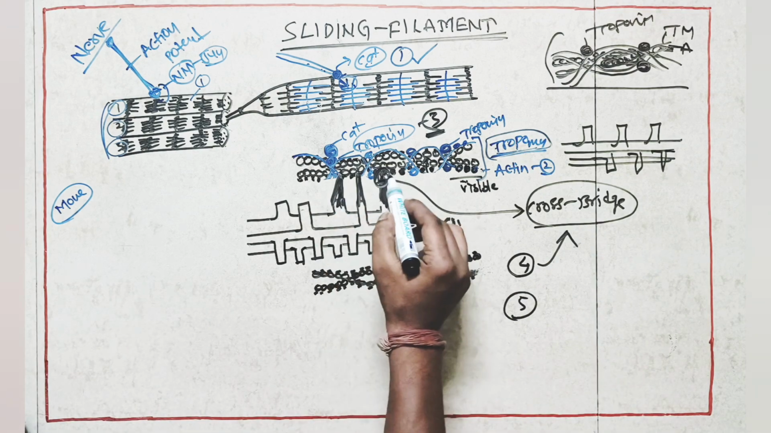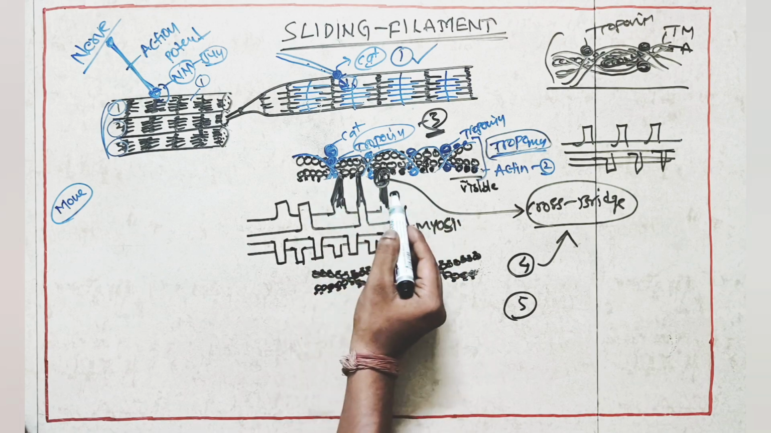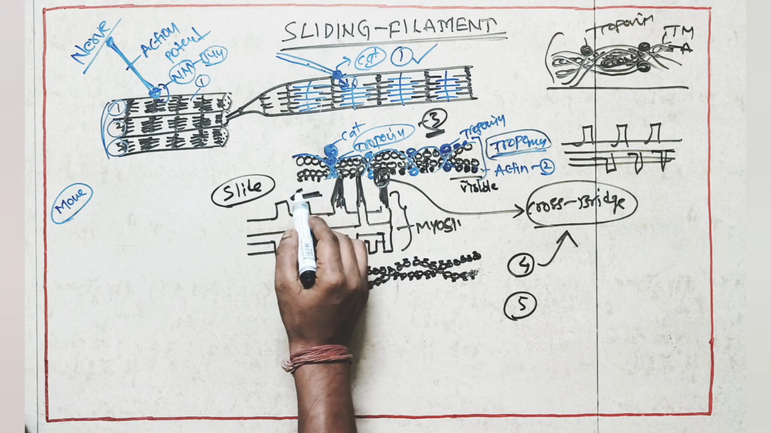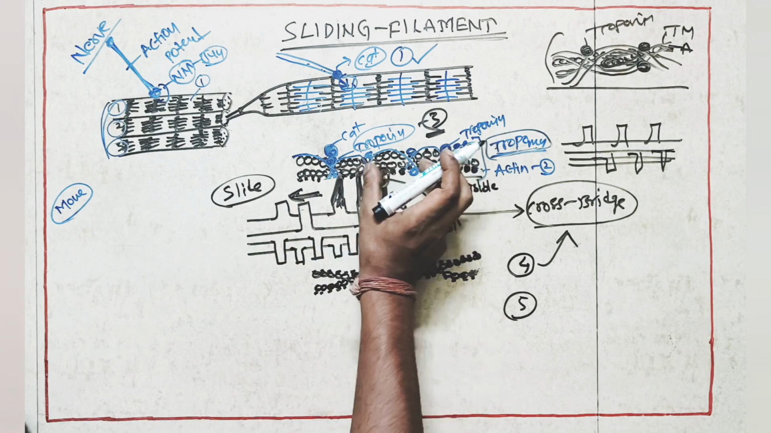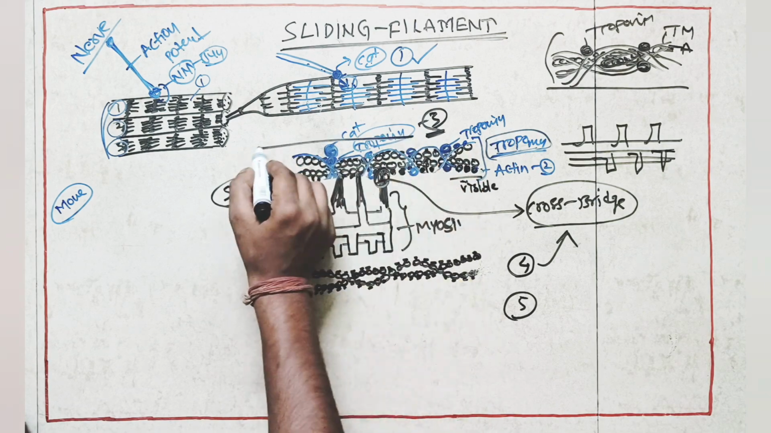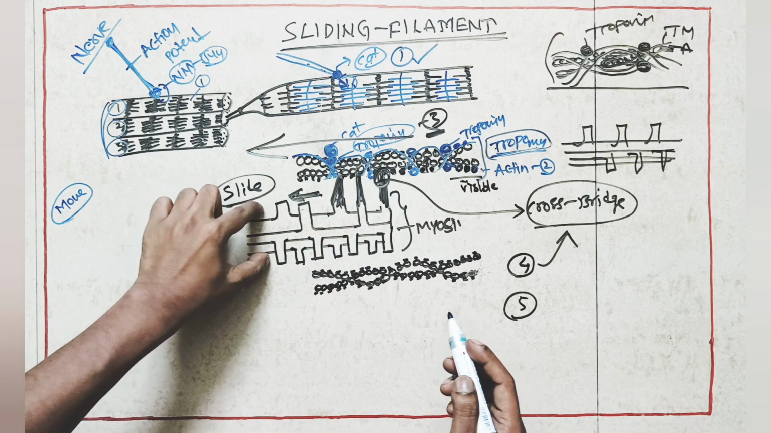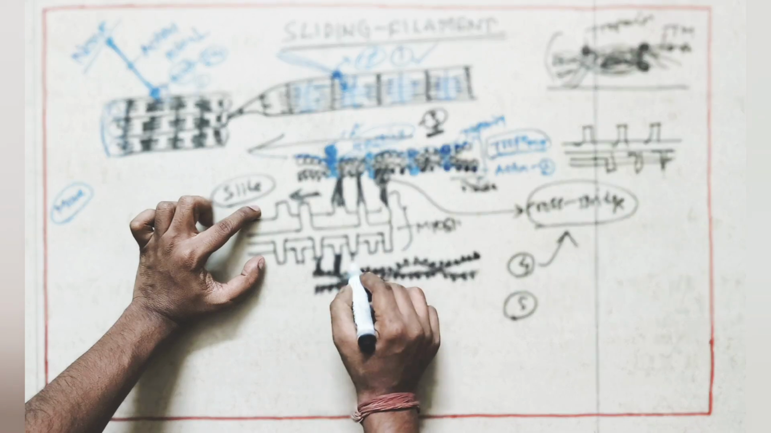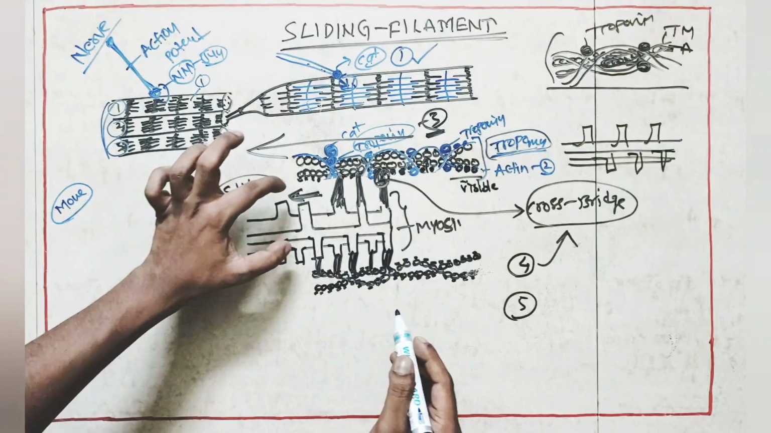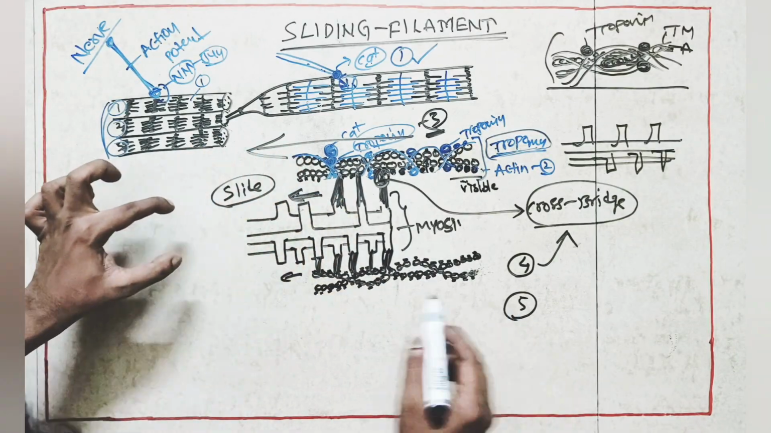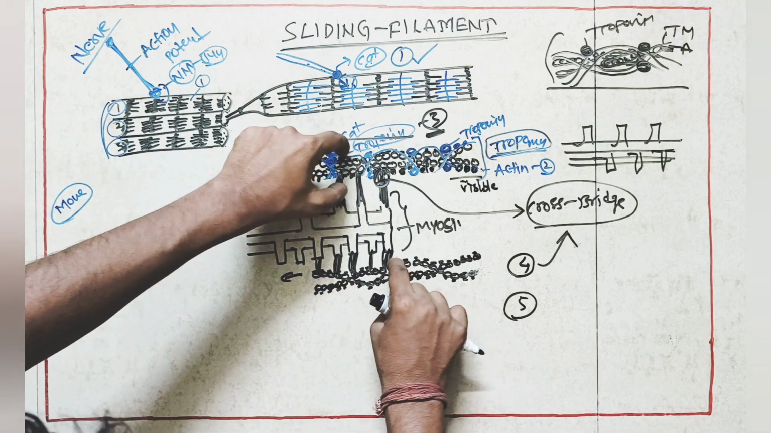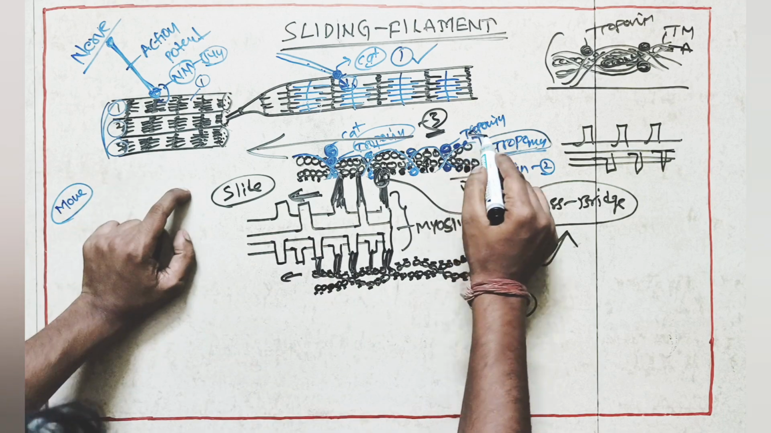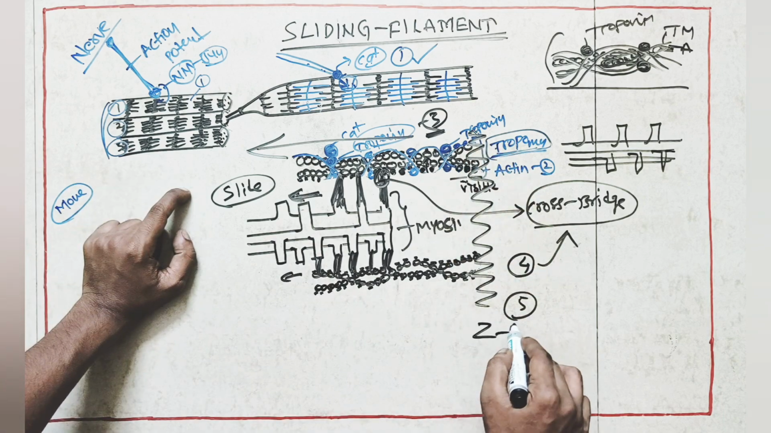Fifth point. After this cross bridge formation, the myosin heads are going to move in this direction. They will slide in this direction. If they slide in this direction, the actin filament will move in this direction. Suppose one myosin filament is there, here one actin is there, and here also cross bridges are formed. If these myosin heads are moving in this direction, the two actin proteins will move in this direction. Here we'll have the Z line, here we'll have the Z band.